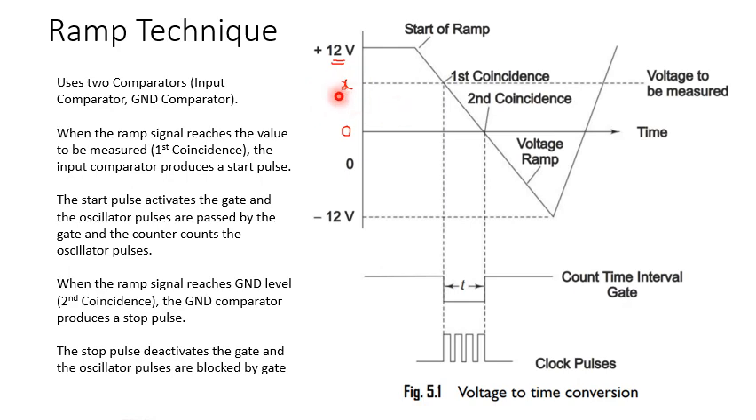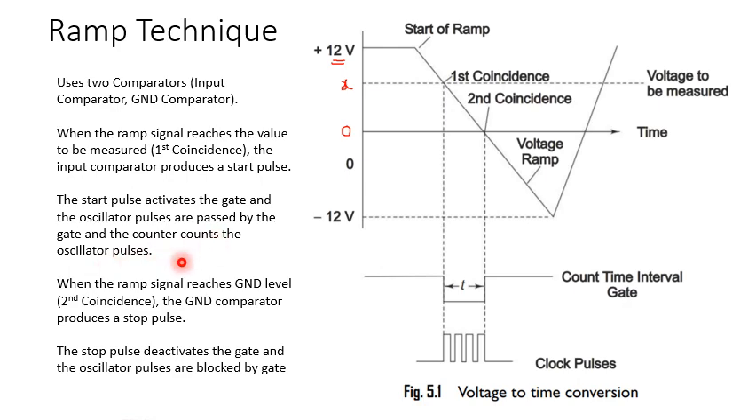Now how do you do that using hardware is that you require two comparators. One comparator is called the input comparator, the other comparator is called the ground comparator. Whenever your ramp signal reaches the value to be measured, or you can say X, the first coincidence, the input comparator produces a start pulse. The same start pulse is given to a gate of the oscillator, and this gate is going to pass oscillator pulses through it to a counter.